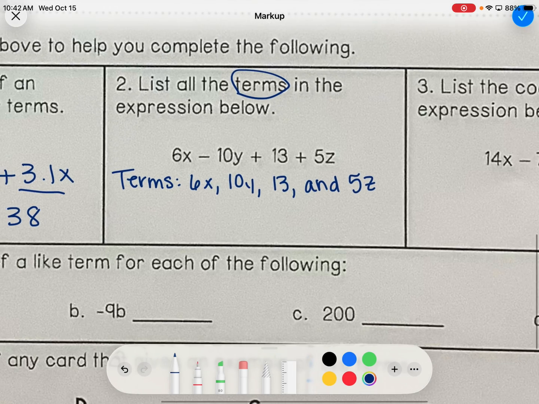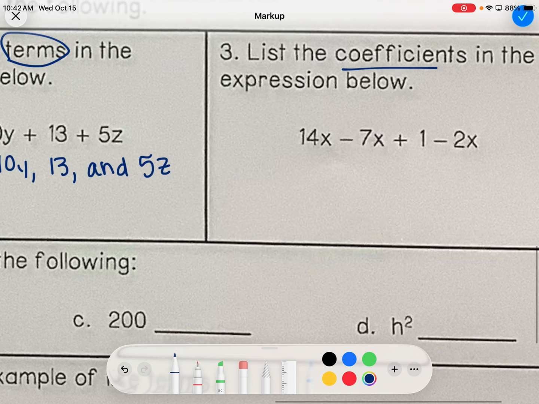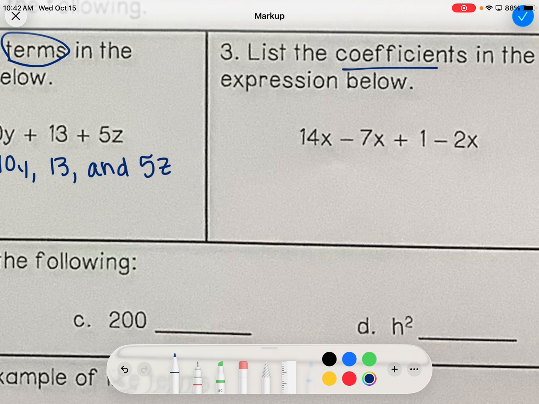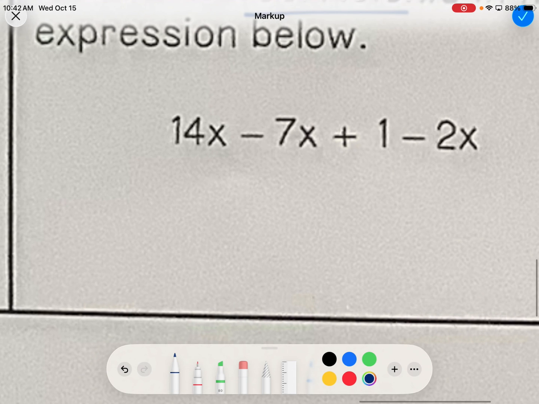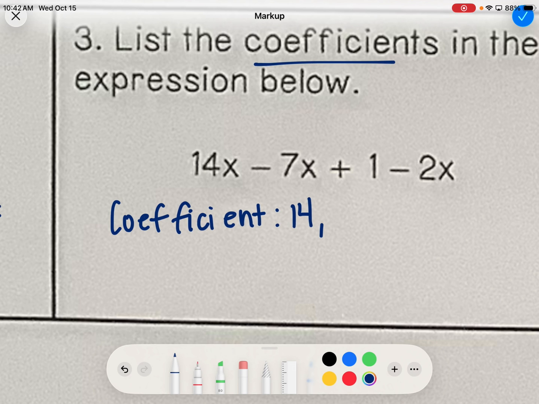Okay? Now, list the coefficients. Which ones are the coefficients again? In front of the letter. It has to come with a variable. So, what's the number here attached with a variable? Now, it's just the number. So, do I say 14x or just 14? 14. Okay, 14. What else? 7. What about 1? Why not? Good job. It doesn't have a variable. What else?